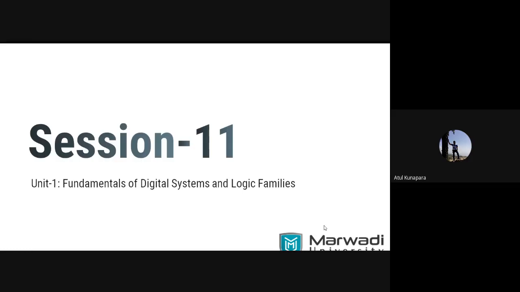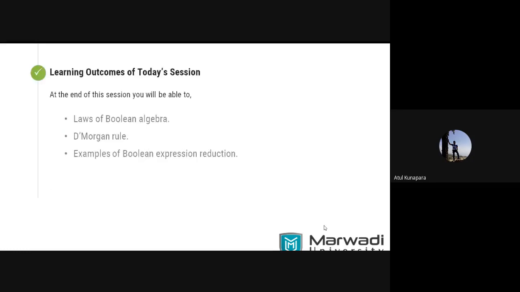Now, in today's session number 11 from Chapter 1, Fundamentals of Digital System and Logic Family, we are going to begin with our Boolean Algebra part. This will be the learning outcome of today's session. We are going to discuss various laws of Boolean Algebra that we can use to reduce, or you can say simplify, the Boolean expression.